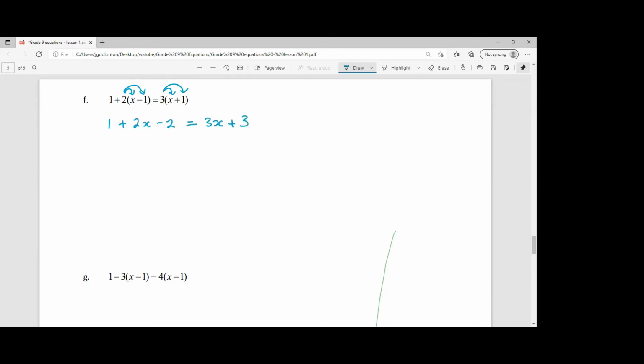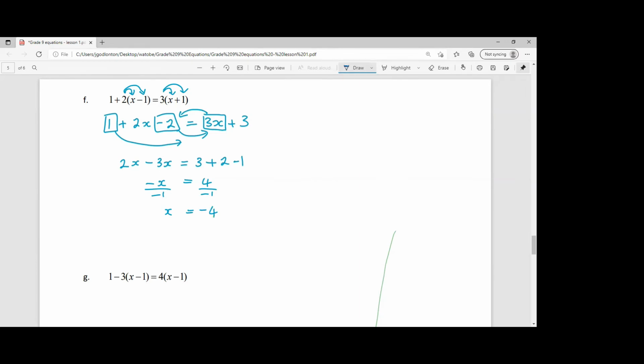Okay. Now at this point, I want to get my x's on one side and my numbers on the other side. So I'm going to move this 3x onto the left, and I'm going to move the 1 and the -2 onto the right. So I'll have 2x minus 3x is equal to 3 plus 2 minus 1, which is -x equals 4. And then I'm going to divide both sides by -1, and I'll have x is equal to -4.